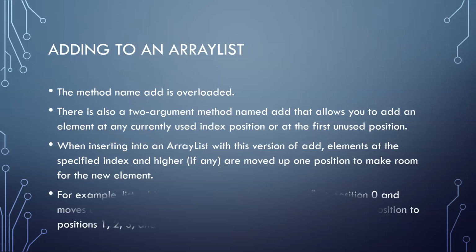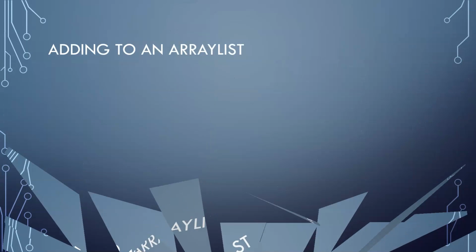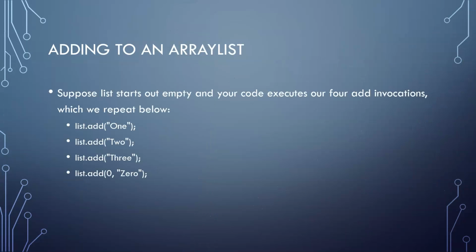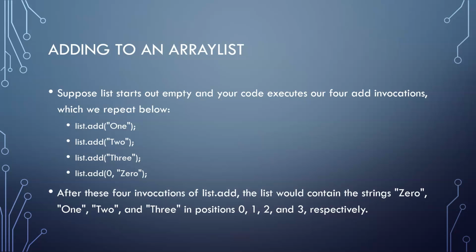So let's say you wanted to put list.add(0, "0") in there. We want to put it at index 0. So it's going to add the string "0" at position 0, and it's going to move the elements originally at positions 0, 1, 2, and so forth up one position, to positions 1, 2, 3, and so forth. So this allows you to insert an element right into your ArrayList. Now, suppose the list starts out empty and your code executes these four add invocations: list.add("1"), list.add("2"), list.add("3"), list.add(0, "0"). After these four invocations, the list would contain the strings "0", "1", "2", "3" in positions 0, 1, 2, and 3, respectively.